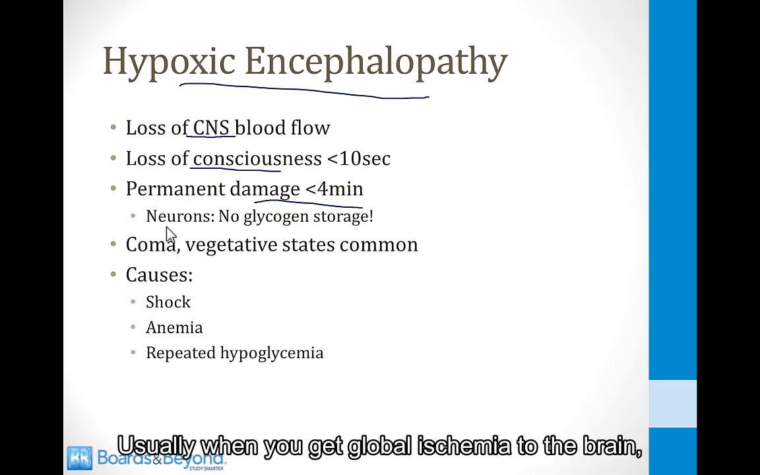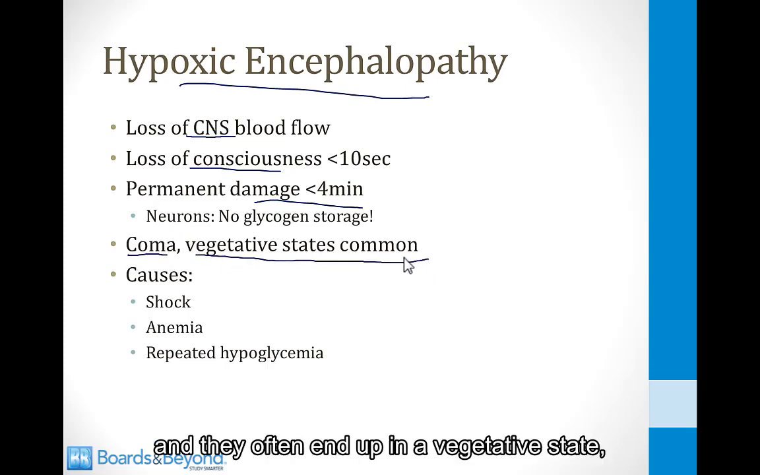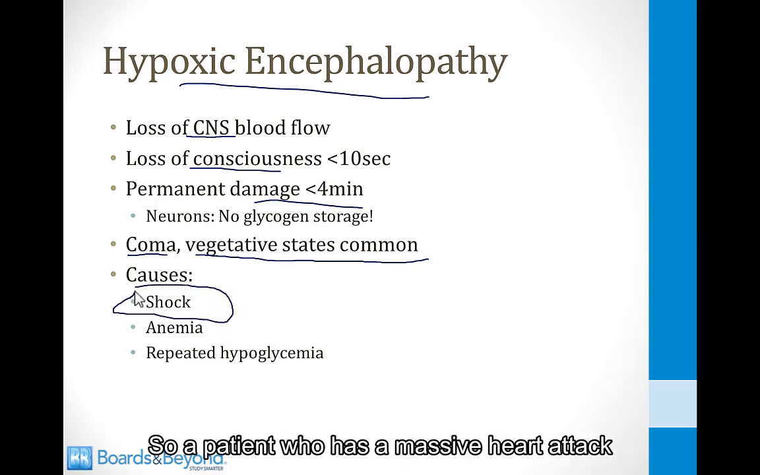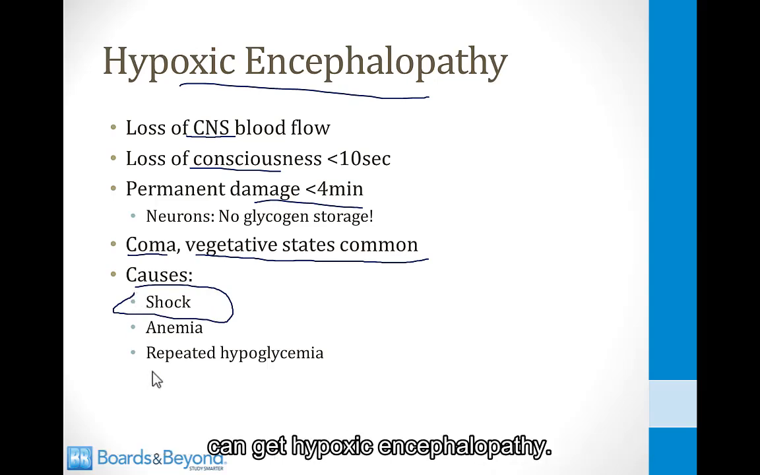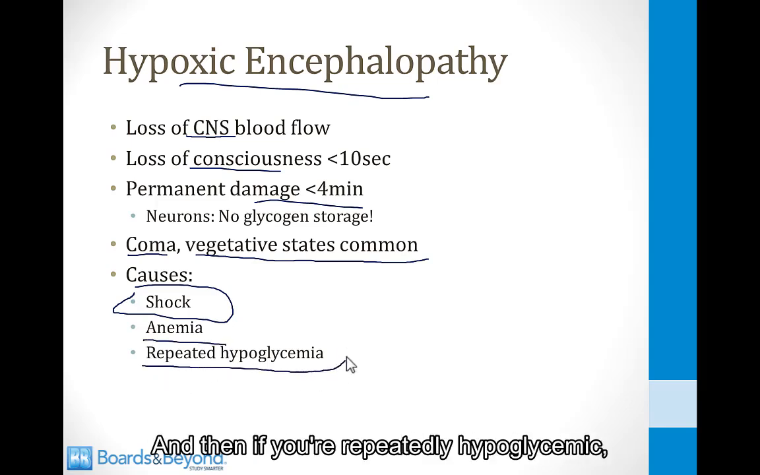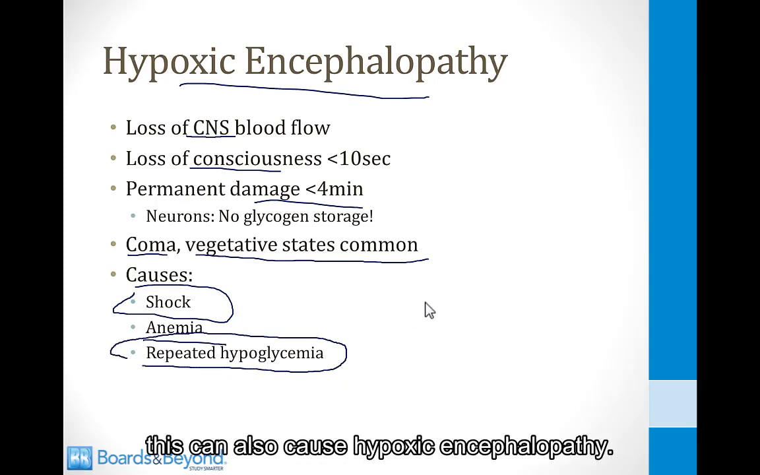Usually when you get global ischemia to the brain, patients end up in a coma, and they often end up in a vegetative state. And this can be caused by things like shock, so a patient who has a massive heart attack and their heart doesn't pump for a long period of time can get hypoxic encephalopathy. If you have severe anemia, it can also occur. And then if you're repeatedly hypoglycemic, like happens to some diabetics, this can also cause hypoxic encephalopathy.